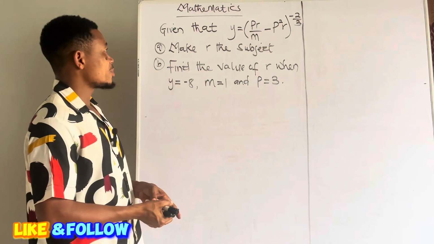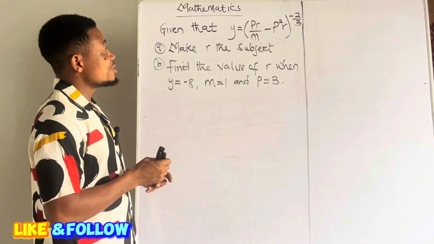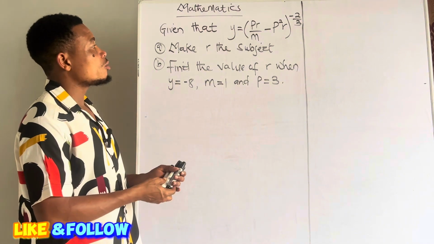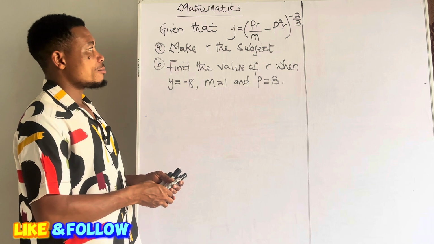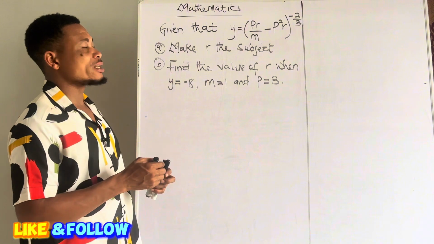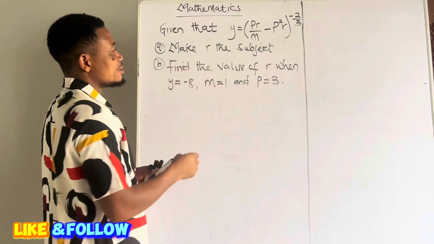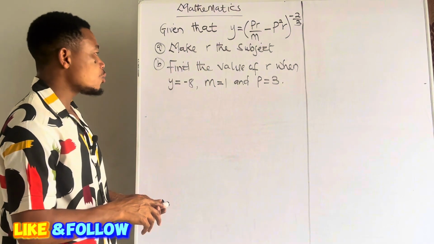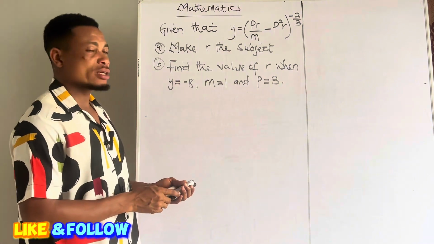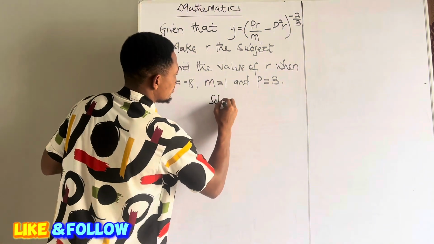Let's look at this. Now, you remember this topic, right? Change of subjects. We've been given y equal to p, all in brackets, pr over m minus p square r, all to the exponent negative 2 over 3. Now, we've been asked to make r the subject and after that find the value of r when y is negative 8, m is 1, and p is 3. Come along, let's go into it. So we have our solution.